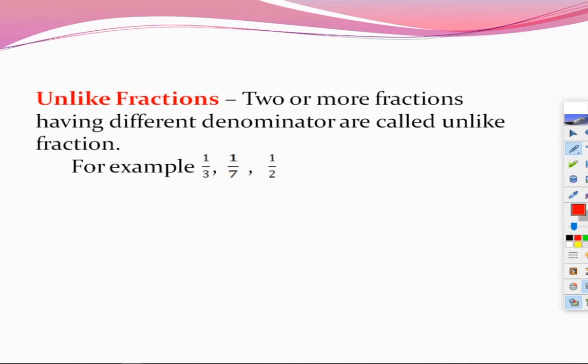Next is unlike fractions. Two or more fractions having different denominators are called unlike fractions. For example, 1 by 3, 1 by 7, 1 by 2. Here you can see in the group of fractions given, the denominator of each fraction is different. It is 3, 7, 2. So they are called unlike fractions.